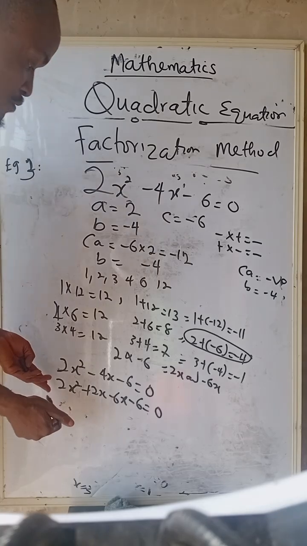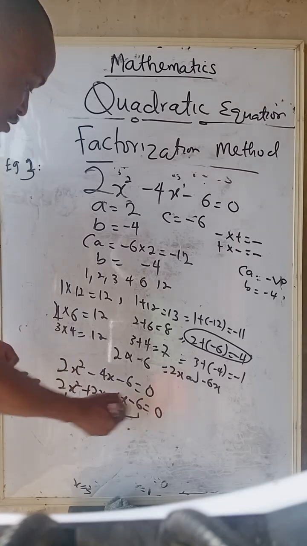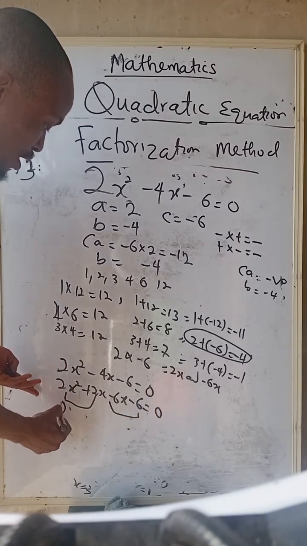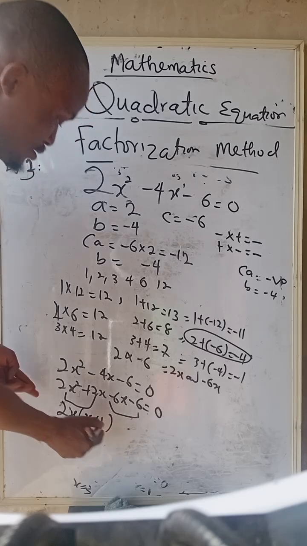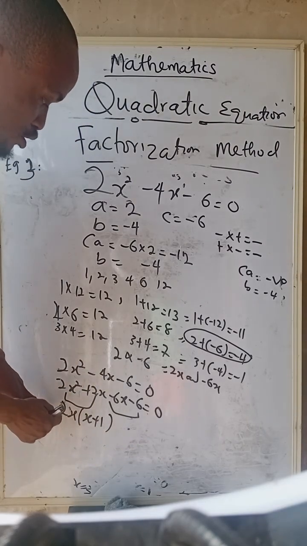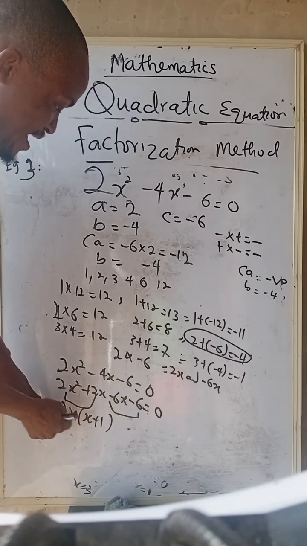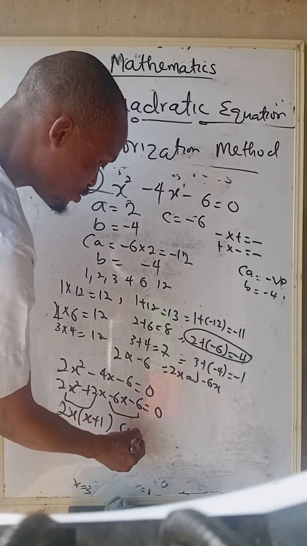Now let's continue with solving. Then you pick the first two, and you pick the last two. So what do you have in common, as usual? You have 2x. What is the remainder? x plus 1. 2 times 1 is 2, x times x is x squared, x times 1 is x. Like I said, whatever you have here, you are going to have here.